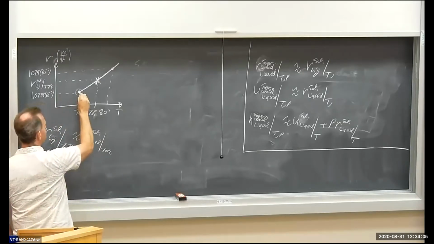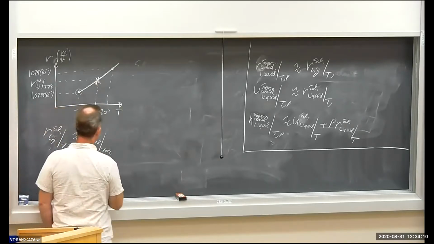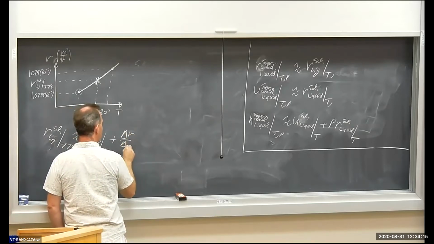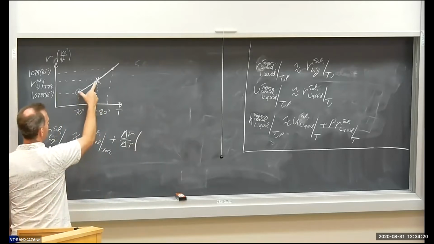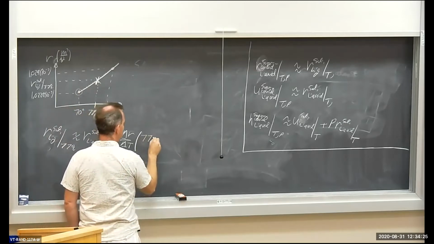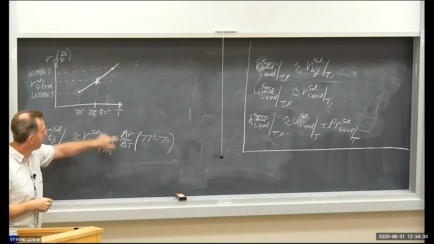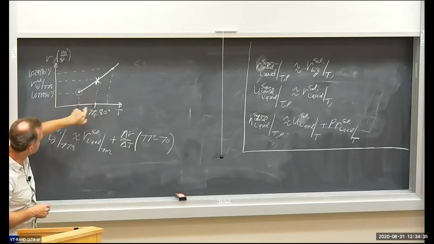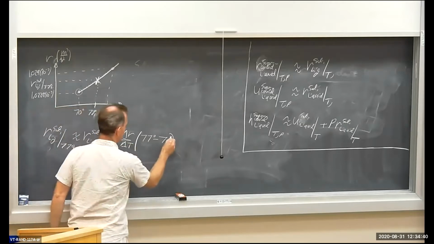And then I'm going to move from this point out here. So V sat liquid plus delta specific volume over delta T, that's the slope of this straight line, times 77 degrees minus 70. The rise over the run on the chart and how far we're moving away from our origin data point, 77 minus 70 degrees.